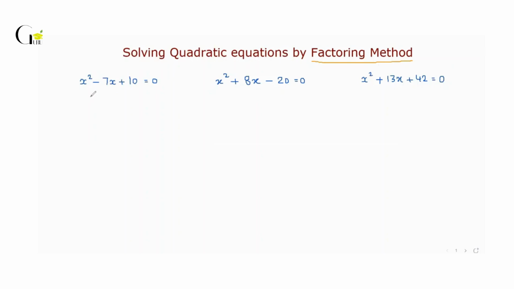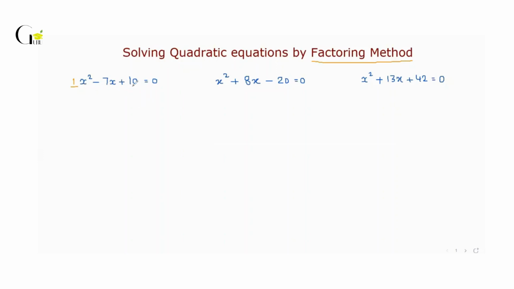So if the equation is in the form of a monic polynomial, meaning the leading coefficient is always equal to 1. Here the coefficient of x square is 1. That means it is a monic polynomial. So whenever you have a monic polynomial, we can solve it by factoring method. The method is very easy.